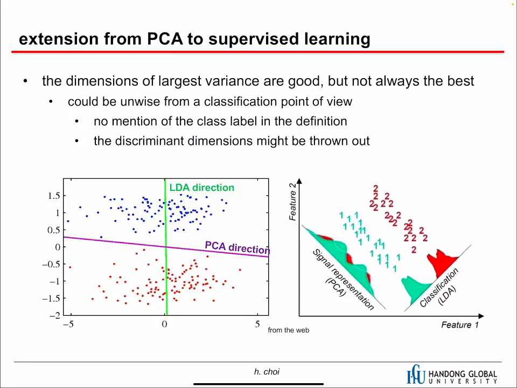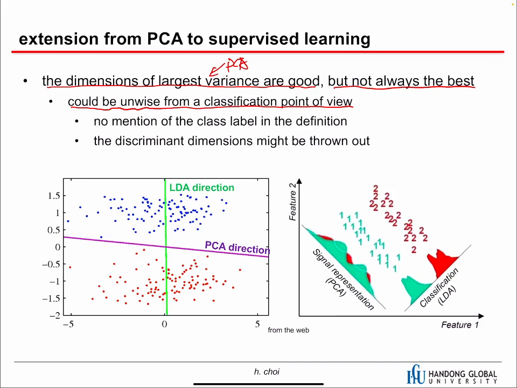So first, we're going to talk about labels with linear mapping. First of all, the dimensions of largest variance are good. This one is about the PCA. In the PCA, we actually prefer the largest variance in the projected space. Okay, that is good, but that's not always the best. Sometimes we might have a better linear mapping. So the PCA could be unwise from a classification point of view. As I said, in the PCA we don't use labels. But what if we have labels?